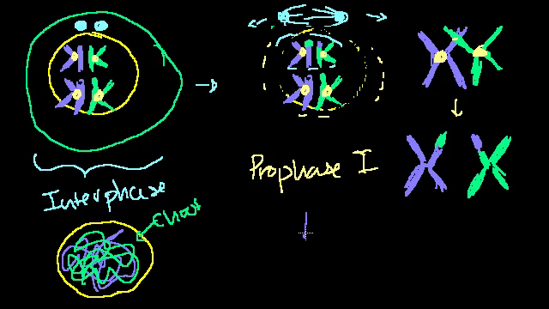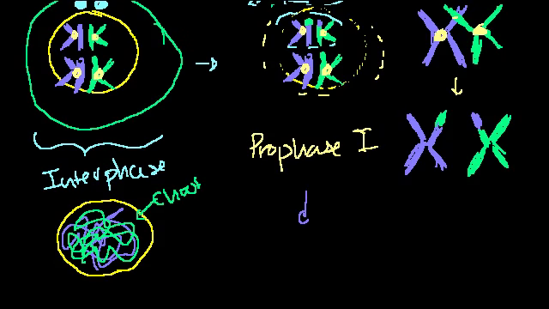So let's go down to metaphase 1. In metaphase 1, let me just copy and paste what I've already done. The nuclear envelope is now gone.